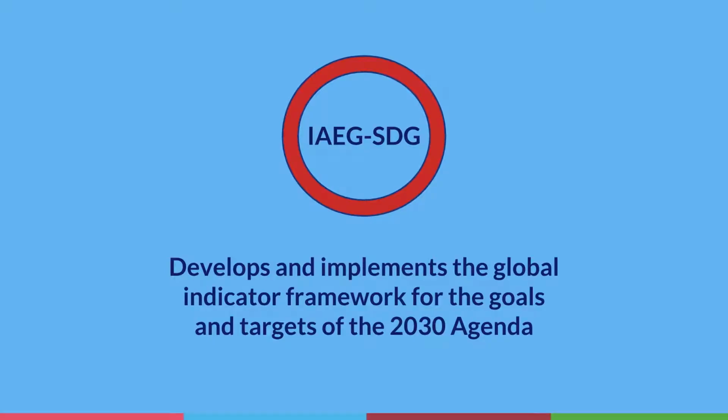The Interagency Expert Group on SDG Indicators, or IAEG SDGs, develops and implements the global indicator framework for the goals and targets of the 2030 Agenda. The group is responsible for coordinating the creation of SDG indicator methodologies with custodian agencies, releasing the official classification of SDG indicators as Tier 1, Tier 2, and Tier 3, and improving and managing data flows, or the process with which data move from collection to reporting for the SDGs on national and international sites.